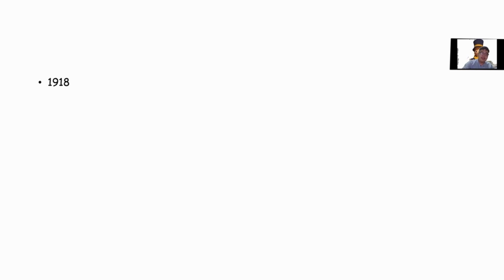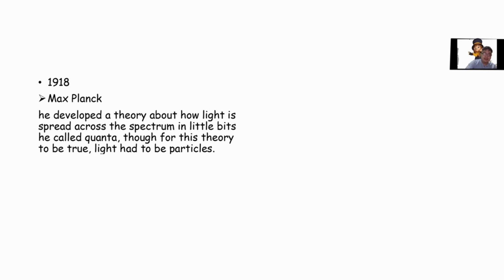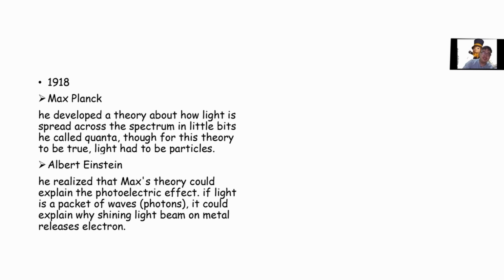In 1918, Max Planck developed a theory about how light spread across the spectrum in little bits he called quanta, though for this theory to be true, light had to be particles. Albert Einstein then realized that Planck's theory could explain the photoelectric effect. If light is a packet of wave, also known as photons, it could explain why shining a light beam on a metal releases electrons.